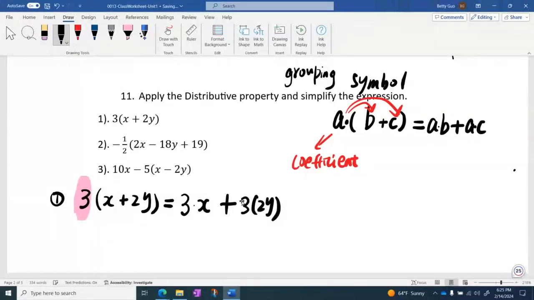Remember, we should still have two terms. Yeah, the two terms added together in the result. And then we simplify. 3 times x is 3x. 3 times 2y is 6y. And that's it.